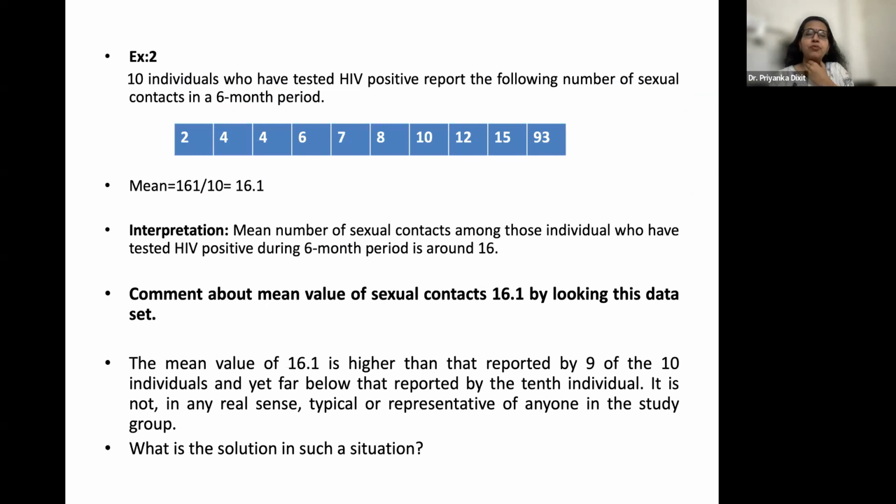One person has reported that during the last 6 months he had 93 sexual interactions with his partner. Fine. So if you could see my sample size, earlier it was 9, now it is 10. And the last person has reported that the sexual contact was 93 times. Is it okay? This data is clear.